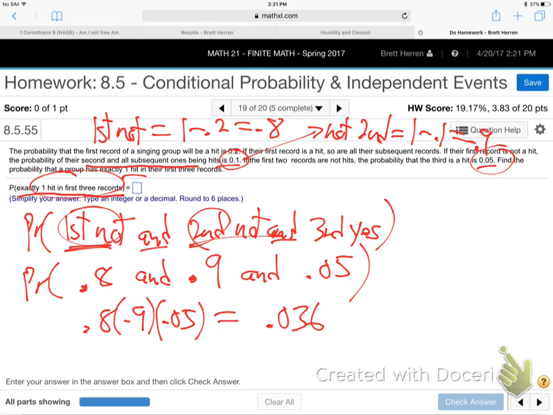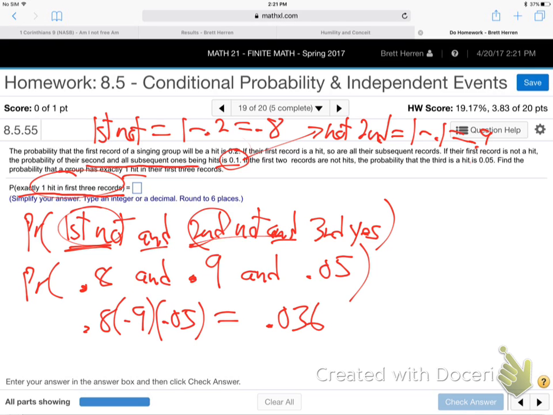The probability that their first record, the single group, will be a hit is 0.2. Second record is a hit, and so are all subsequent records. If their first record is not a hit, the probability that their second and all subsequent are hits is 0.1. But the first is not, that is 0.89, and the second is not, that is 0.9.